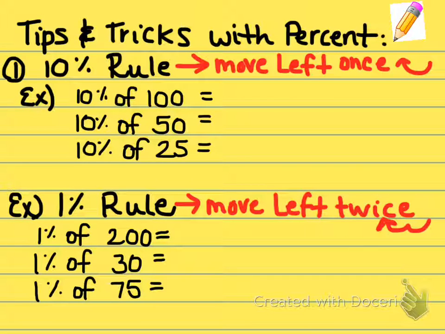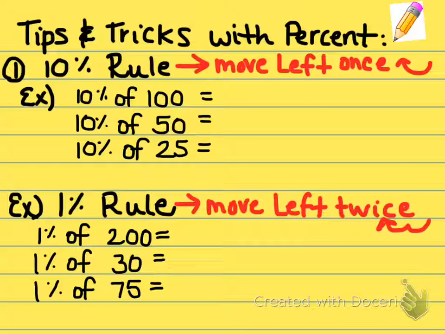All right, these are some tips and tricks that are not mentioned in the book. So you are going to need to write this down on your own paper, and notice the little pencil icon in the top to remind you to write all of this down. Okay, there's something called the 10% rule, which is an easy way of saying you're just going to move the decimal point to the left one time.